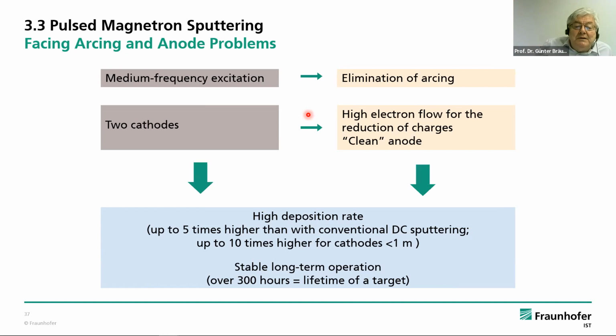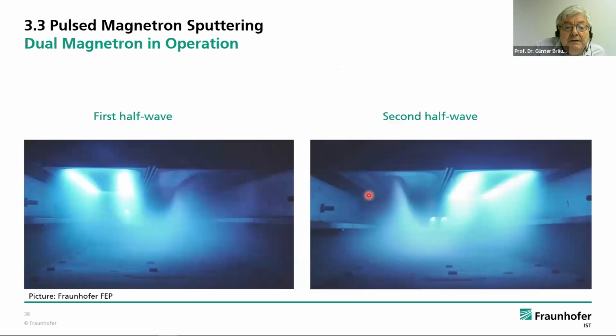So what we got was a high deposition rate. The physics were not changed. The sputter yield remains the same, unchanged, because the sputter yield is only determined by physics, but you could apply a very much higher power, and by this you got a higher deposition rate than for conventional DC sputtering, up to 10 times higher for small cathodes, and a stable long-term operation for the complete lifetime of a target was demonstrated at that time. Next, please.